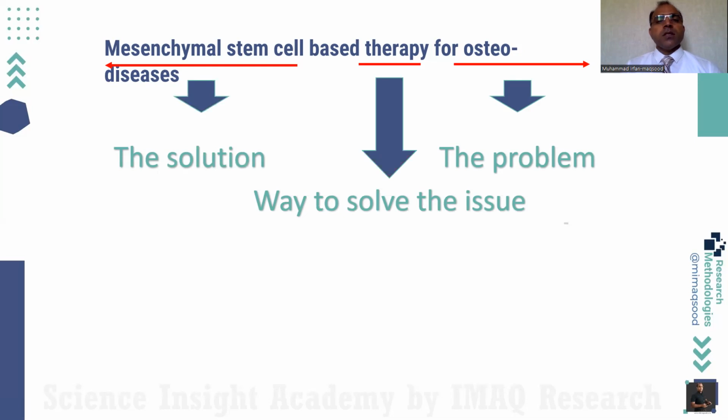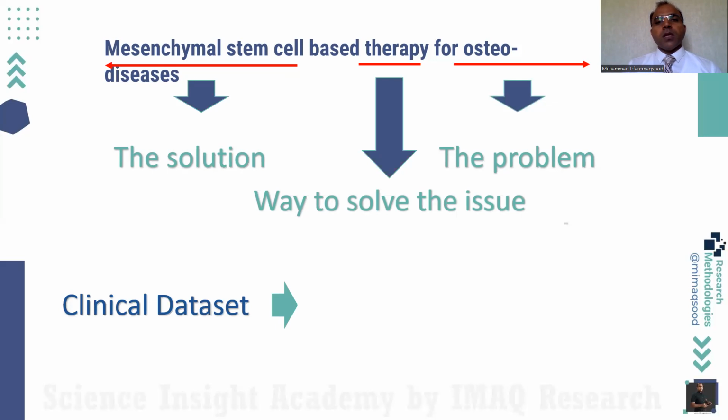What is the solution? The mesenchymal stem cells. And how can we use this solution to solve the problem? It means doing the therapy, transplanting these mesenchymal stem cells for the osteodiseases. So your title actually explains your research: the complete research, the purpose of the research, the therapeutic ways, the methodologies, everything. So you are giving some basic answers just with the title.